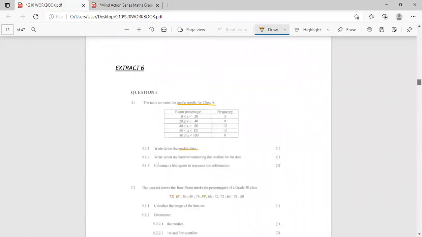Well, extraction number 6, it's one that has group data. The previous question didn't have group data, so this one has group data. We are given math results for class A. First question, they want the modal class, the interval for the median, and then they want you to represent it in the histogram. In this question, guys, I know that if you have something like this, you should think about the midpoint, having to extend the table and drawing the midpoint and then midpoint multiplying frequency.